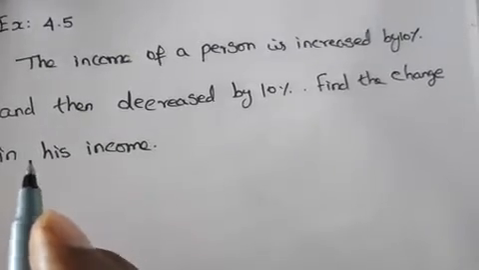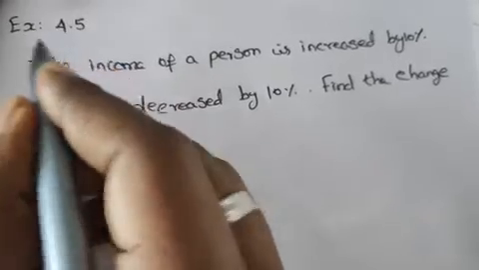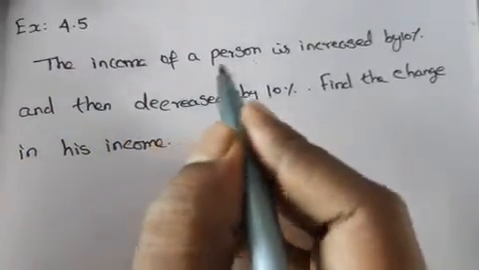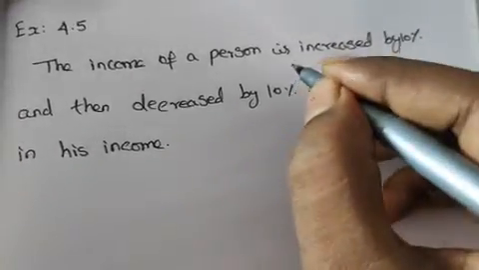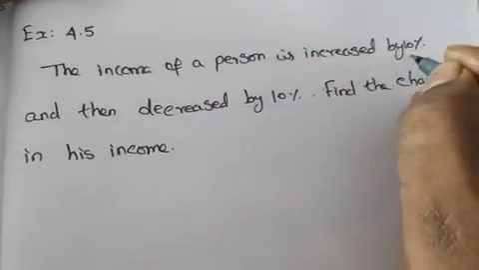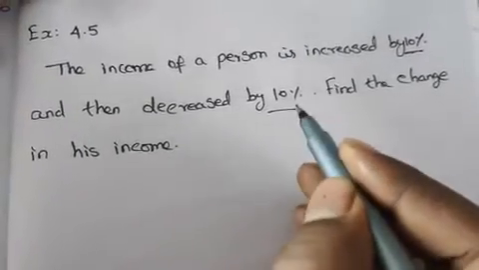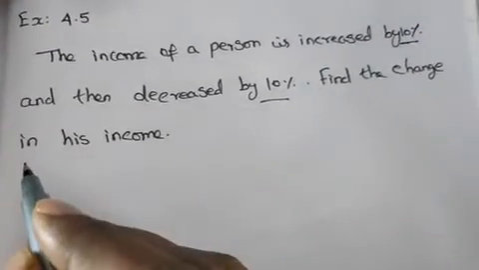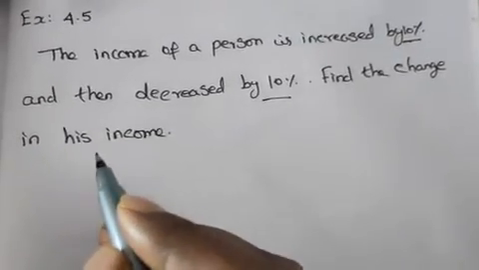Next we are going to learn example 4.5. Example 4.5. The income of a person is increased by 10% and then decreased by 10%. Find the change in his income.